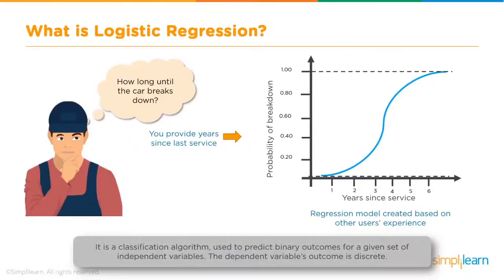So this is an example of an application of the classification algorithm, and we will see in a little more detail how exactly logistic regression is applied here. One more thing that needs to be added is that the dependent variable's outcome is discrete. If we are talking about whether the car is going to break down or not, that is a discrete value, the y that we are talking about, the dependent variable. What we are looking at is whether the car is going to break down or not, yes or no. So here the outcome is discrete and not a continuous value.